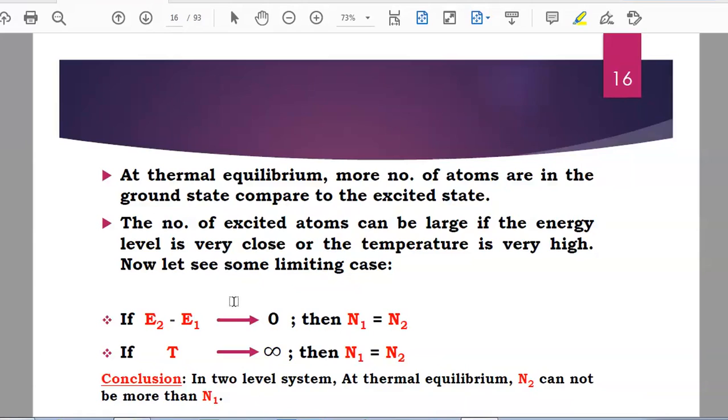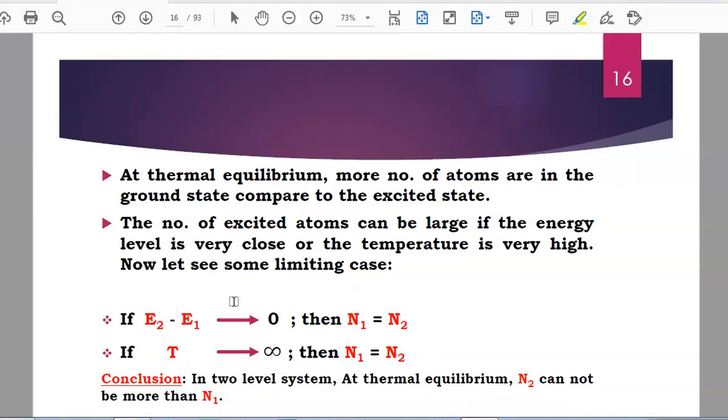Then I consider the second limiting case. Let's say I make the temperature very large, let's say I go to the infinite side, the maximum. Then also you see that at a particular point the number of particles can be equal to each other, but you cannot make n2 larger than n1 in any case.